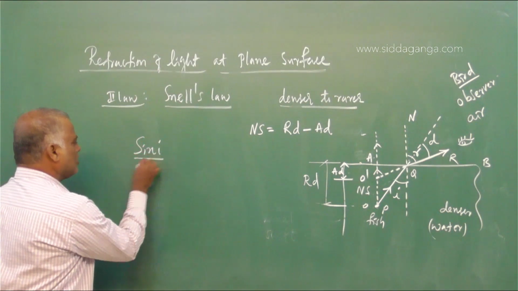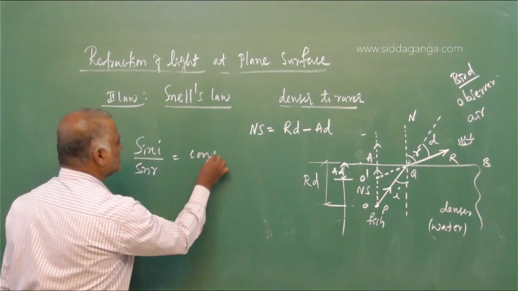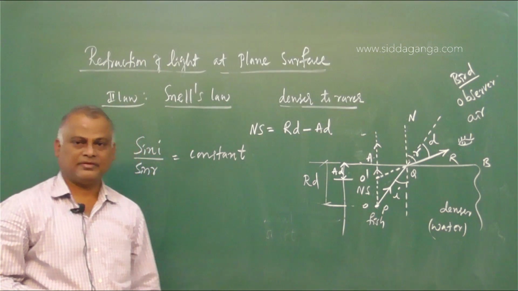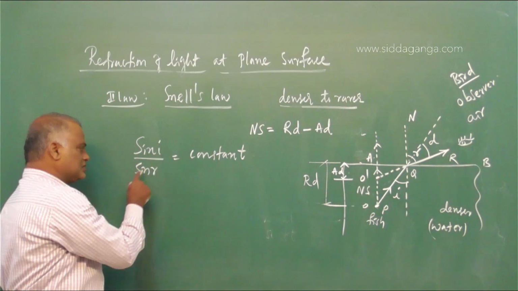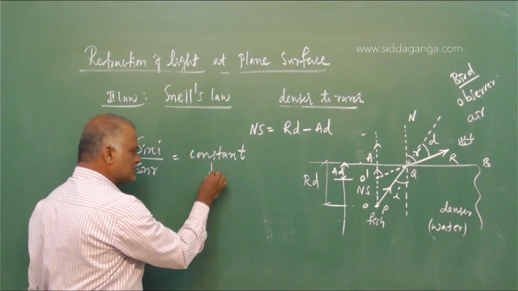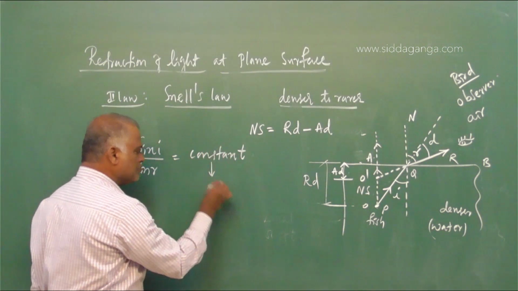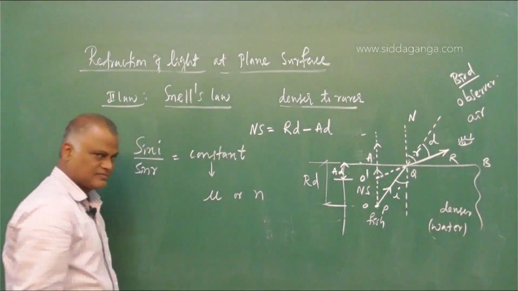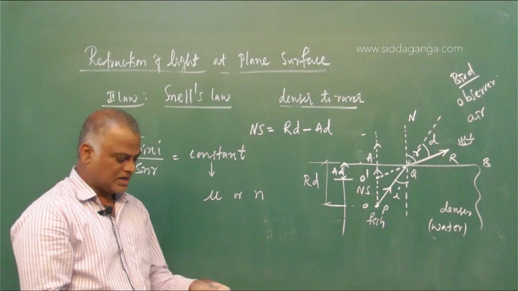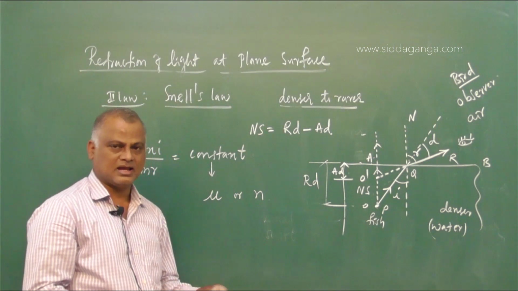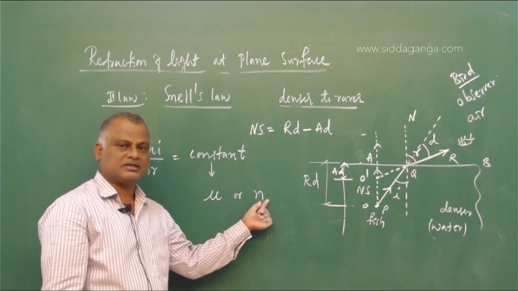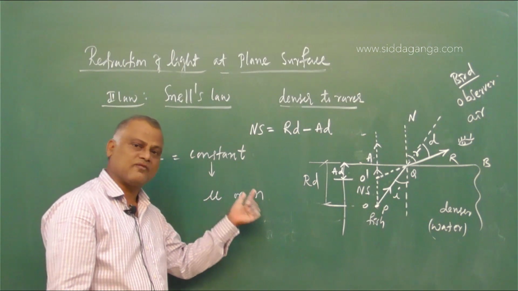it says sine i upon sine r is constant. The ratio of sine of angle of incidence to the sine of angle of refraction is constant, and this constant is denoted by letter mu or n, dear students. In wave optics, in Young's double slit experiment, I have said that for the refractive index we take either mu or n. Whichever is convenient, you can follow that symbol or letter.